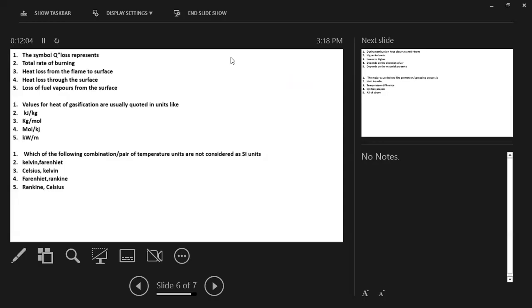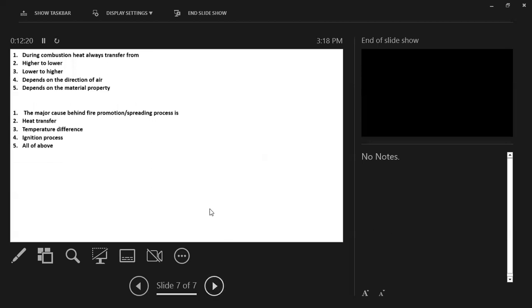So we had 4 temperature units: Celsius, Kelvin, Fahrenheit, and Rankine. Celsius and Kelvin are approved SI units. Fahrenheit and Rankine are not approved as SI units, exactly. Moving on towards the next. During combustion, heat always transfers from higher to lower temperature, to form the state of equilibrium.